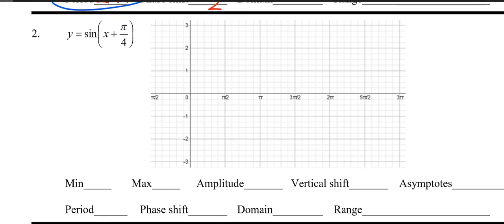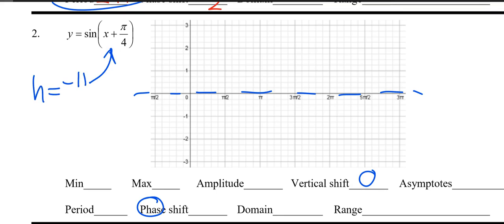All right. What's the center line of the wave? 0. Okay, so we know that the vertical shift is 0. What's the phase shift? H. Phase shift. Careful. Right, that H is negative pi over 4.